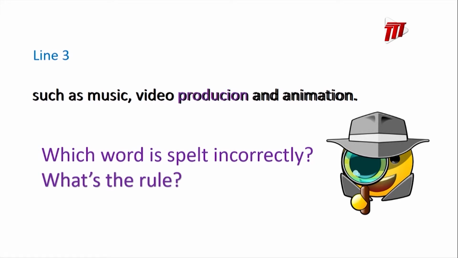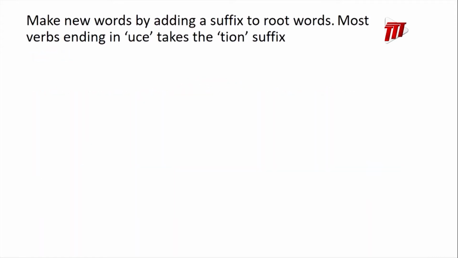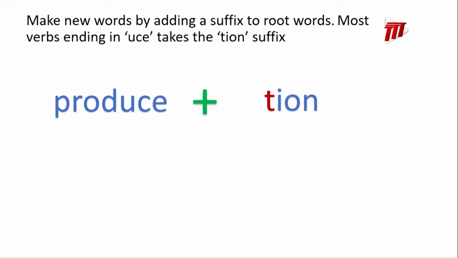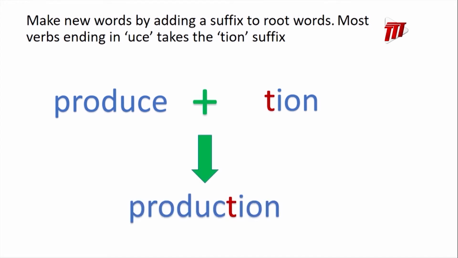Yes? If you thought the word production, you're very, very right. So you circle it. Now the rule for this one is a bit tricky, and you must know the rule. When adding a suffix to root words ending in UCE, the suffix TION is added. So produce becomes PRODUCTION. We drop the E and add TION.